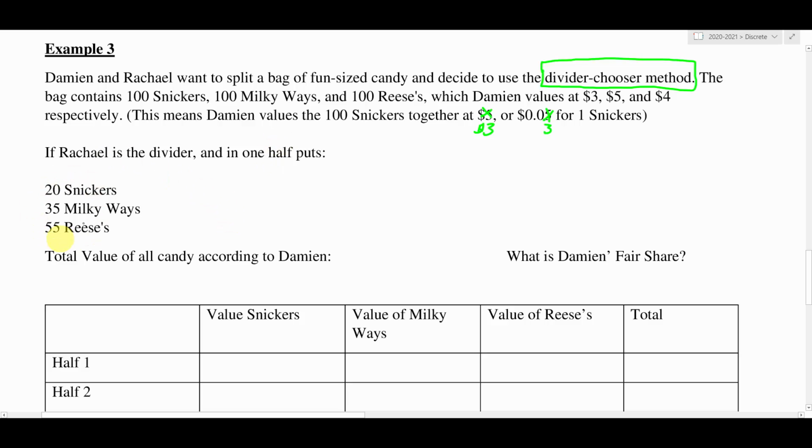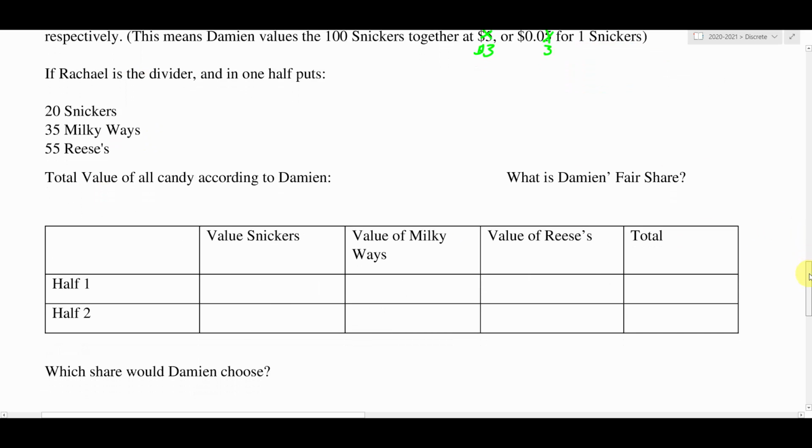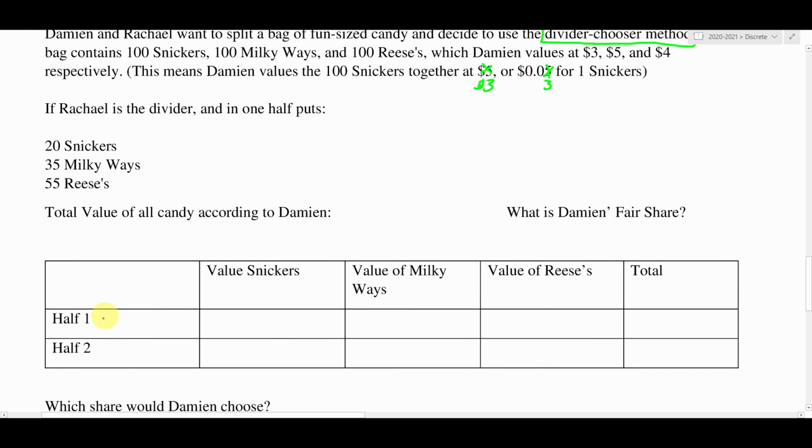And in one half, she puts 20 Snickers, 35 Milky Ways, and 55 Reese's. Okay, we want to figure out what that half is worth and then deduce what the second half is going to be worth. All right, so let's start with this one. So remember, Snickers were worth 3 cents a piece, right? We figured that out right at the beginning.